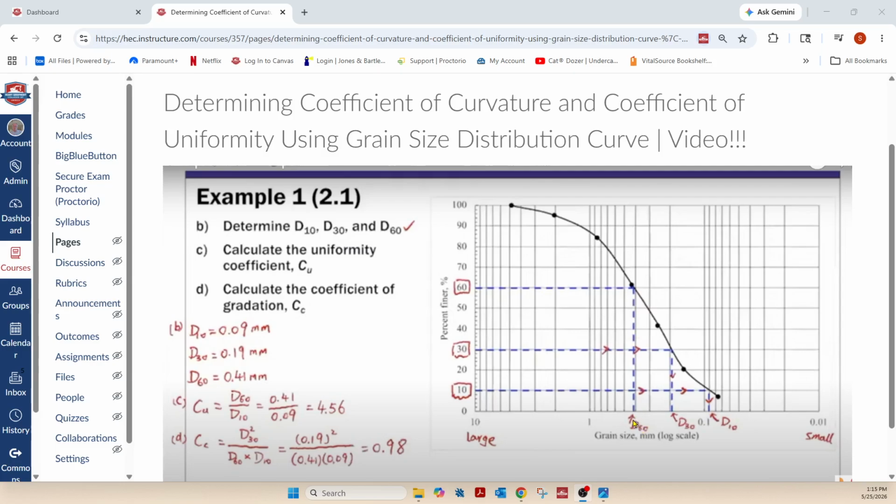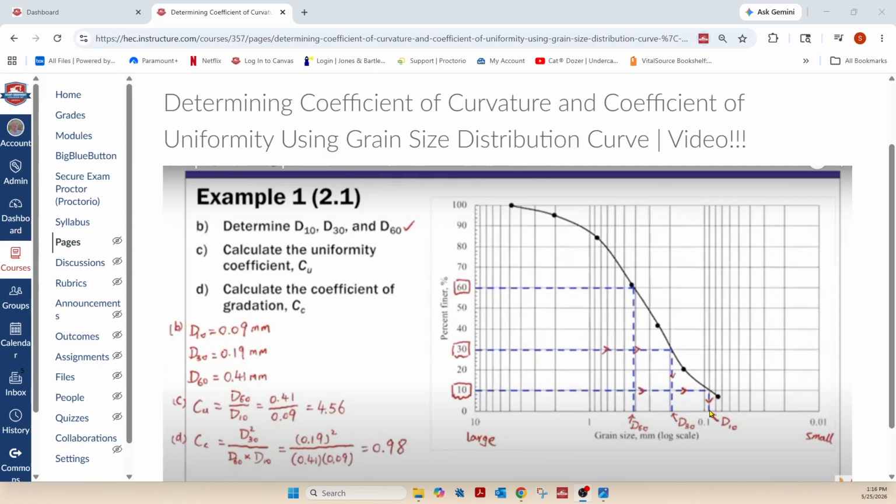Now, what does that say right there? Let's count up and see. I've got D60 at 0.41 millimeter. If I go over here to 0.1, which is right here, I'm going to say 0.2, 0.3, 0.4. I think I missed one. I've got over here 0.4, 0.41, just past this right here.